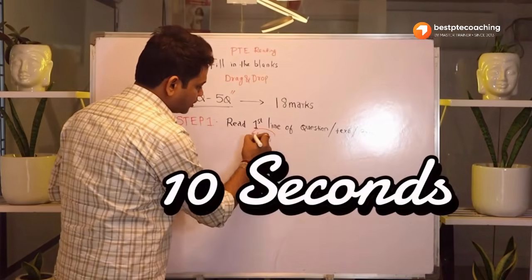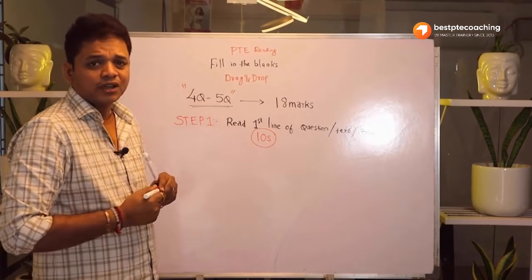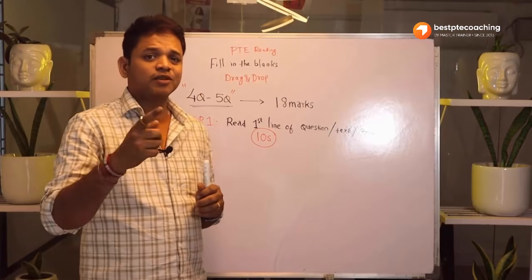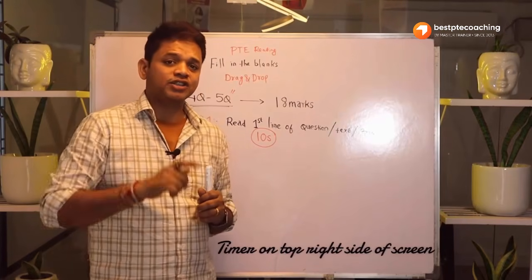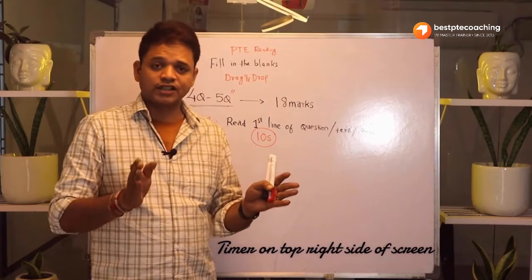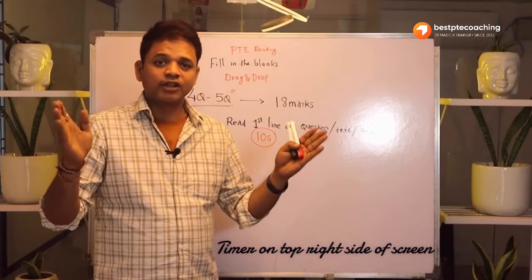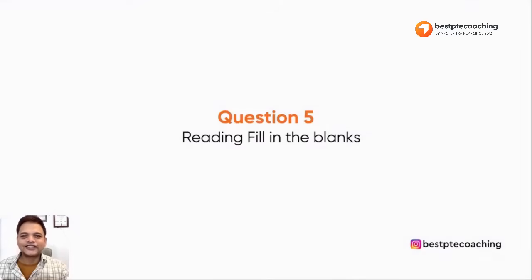So this you should take how much time? Strictly 10 seconds. To keep the time, you have to track the time, you have the timer on the top right hand side in the examination. So 10 seconds you can take, you read the topic, you register the topic in your mind. Let us start answering one question.